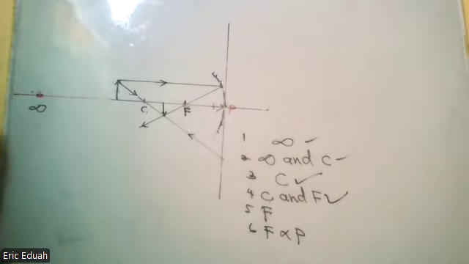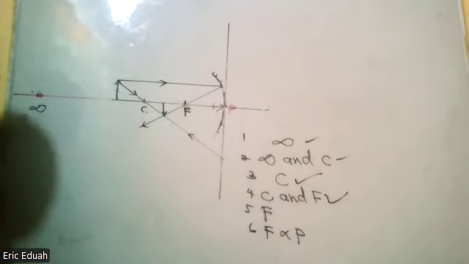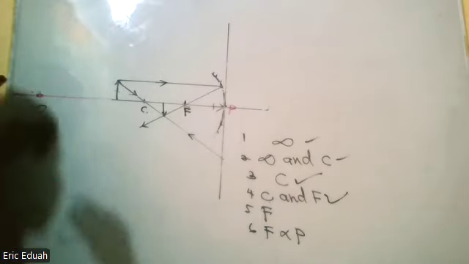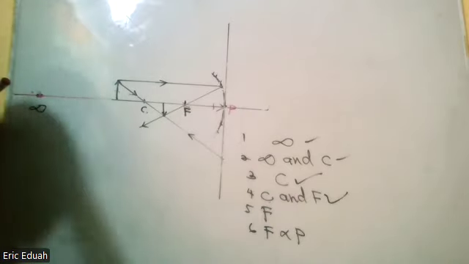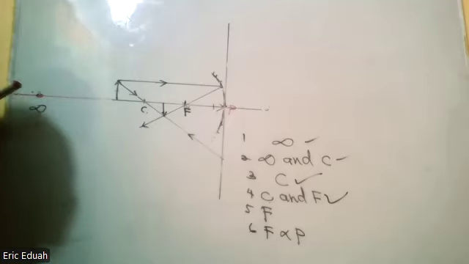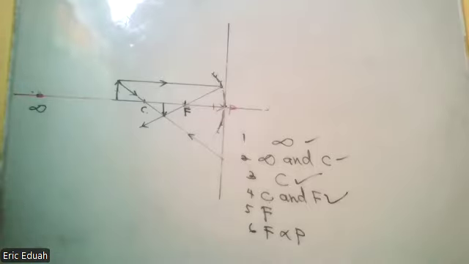Between F and P, image is erect and virtual. Image is erect or upright and virtual. It is formed at the back of the mirror. Image is enlarged or magnified. Thank you so much.